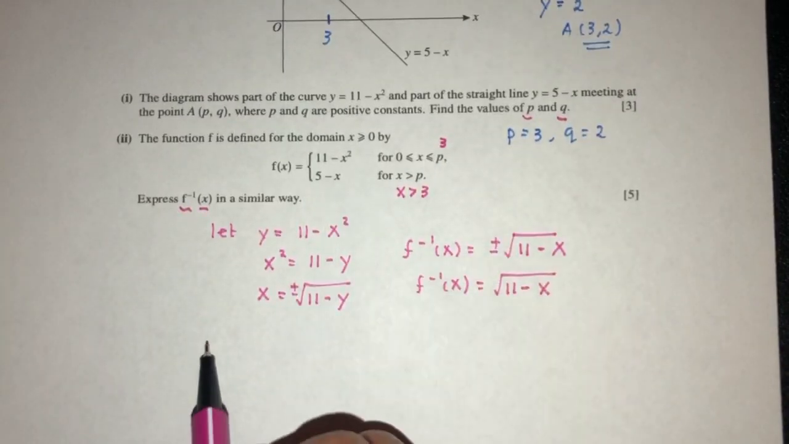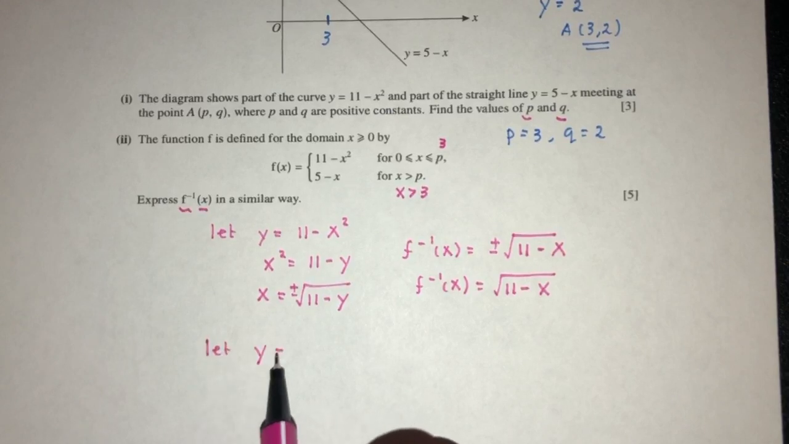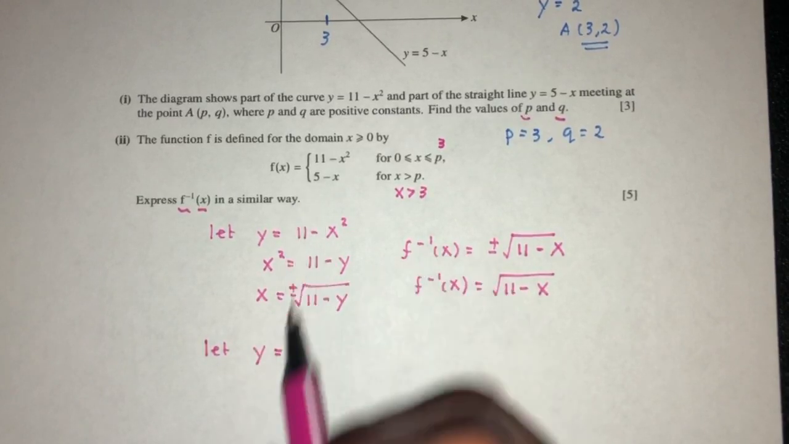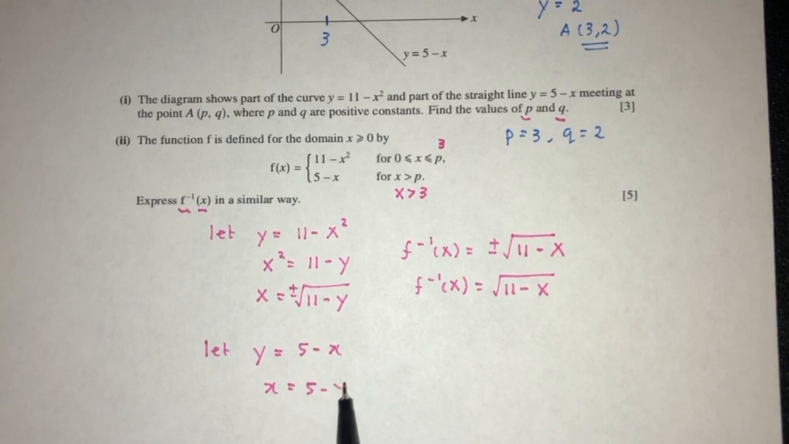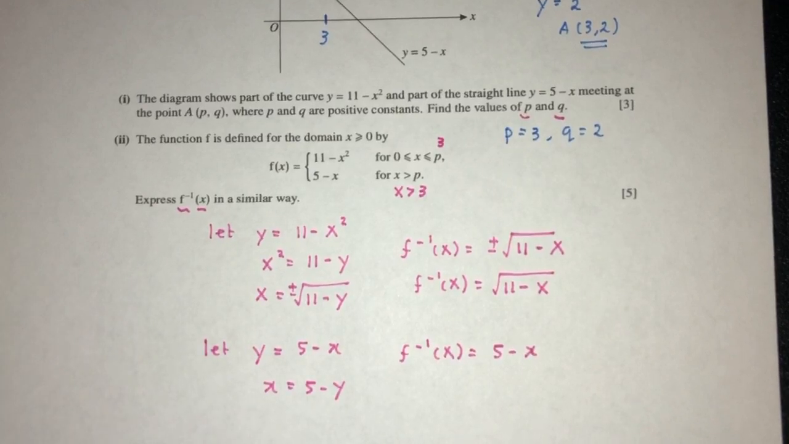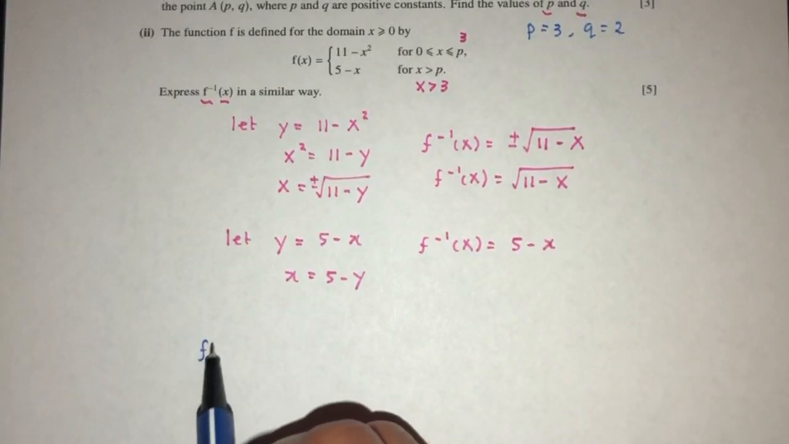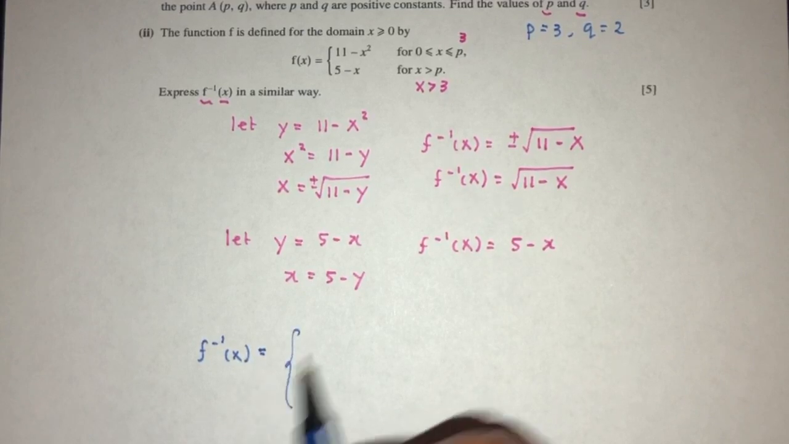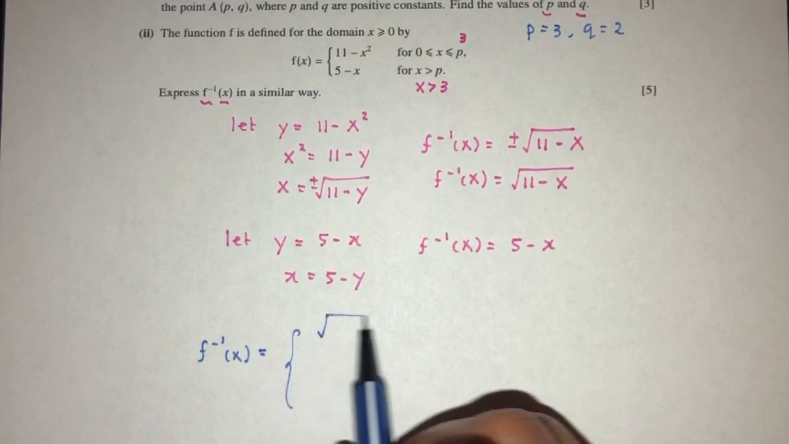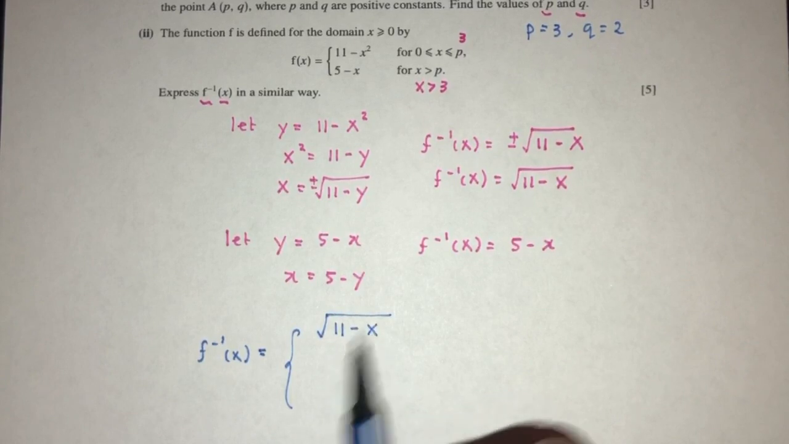And for this one, let y be the value of, here we have what? 5 minus x. x will be the value of 5 minus y, so it means f inverse of x will be the value of 5 minus x. So we can write this down. f inverse, in terms of x, that will be: first we have root of 11 minus x, and here we have 5 minus x.